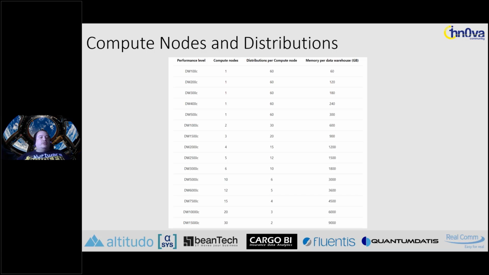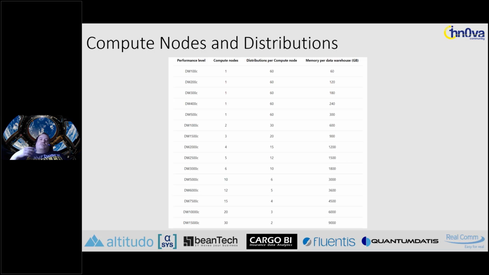For example, with the DW2000 performance level, you'll already have 1.2 terabytes of memory and four compute nodes to process your data, broken down into 15 distributions for each compute node. That's a big environment, made to process a huge amount of rows. And is it expensive? Well, it's relative. It may be important for a company, so the price may be worth the use of the environment.